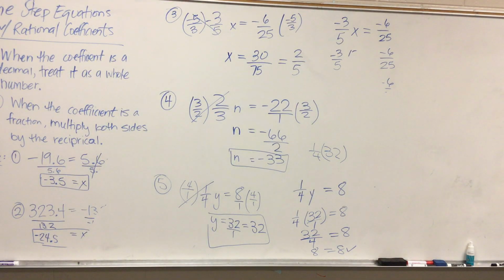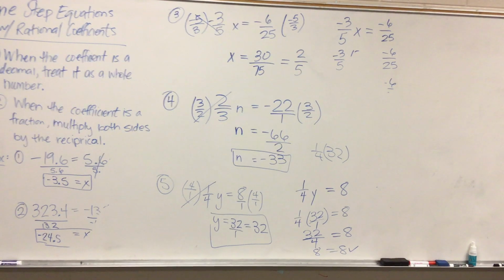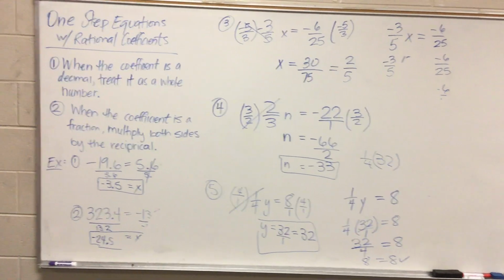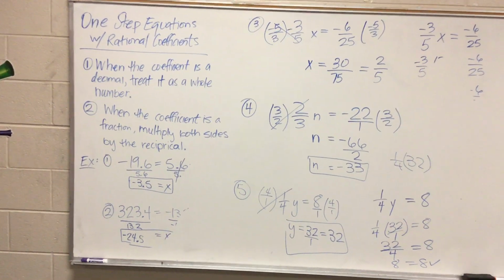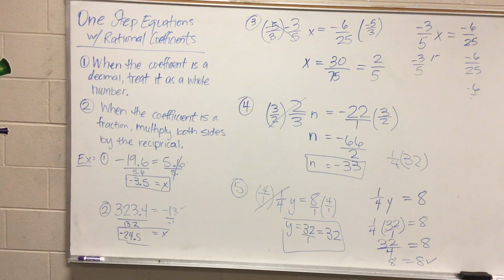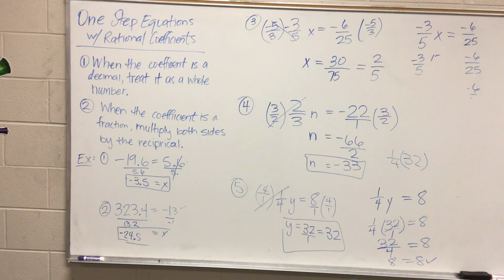So that is one-step equations with rational coefficients. If it's a decimal, you want to treat it as a whole number. If they divide, you multiply. If they multiply, you divide. If the coefficient is a fraction, you want to multiply both sides by the reciprocal, okay, of the coefficient.